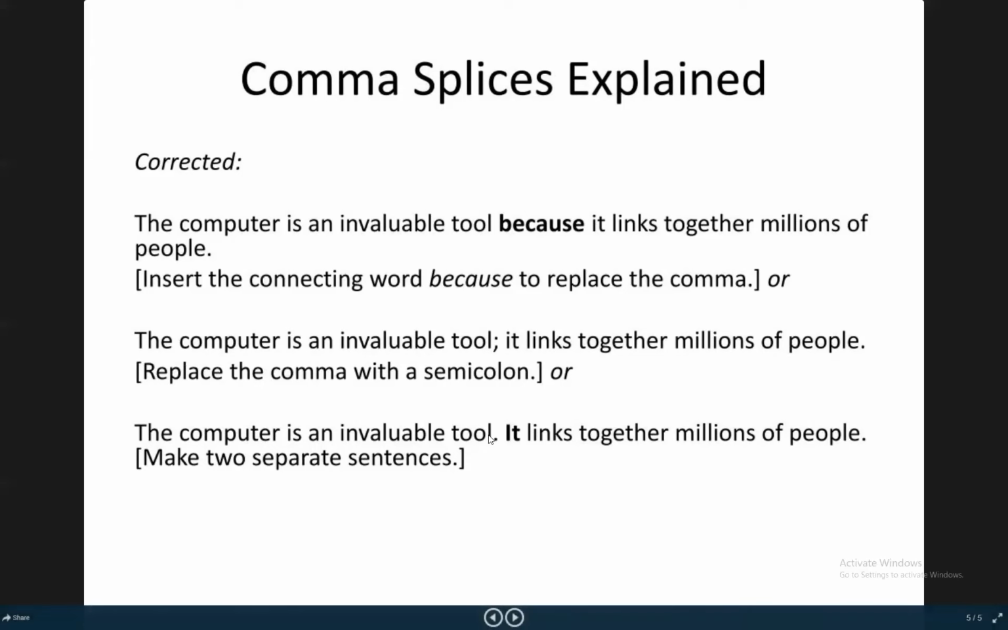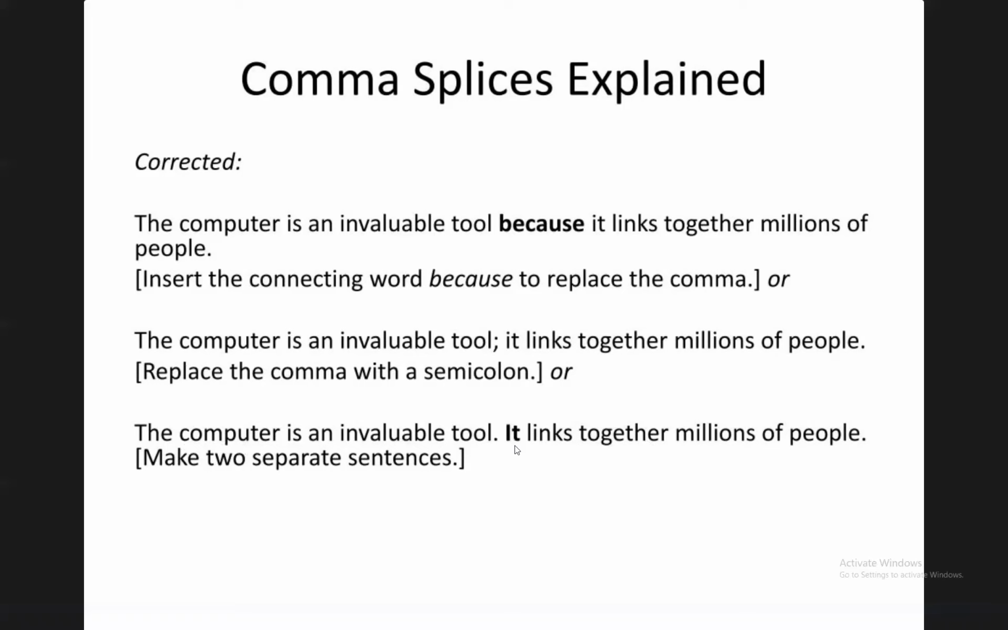Now let's move on to option number 3, by which we can actually fix comma splices as well. This is here. The computer is an invaluable tool. Full stop. Capitalizing the first letter: It links together millions of people. And that's what it is. So the common thing here is that when we talk about run-on sentences, we can have 3 fixes there. And when we talk about comma splices, again, we will have 3 options, at least, to fix them.